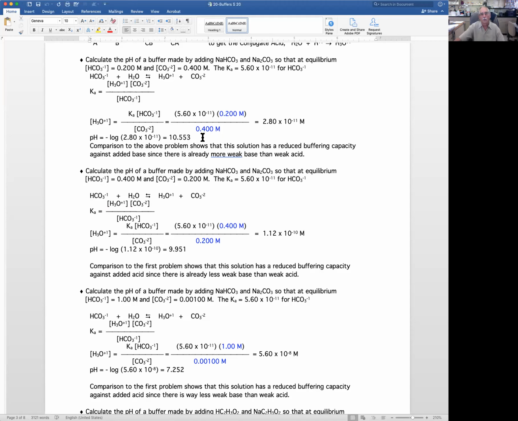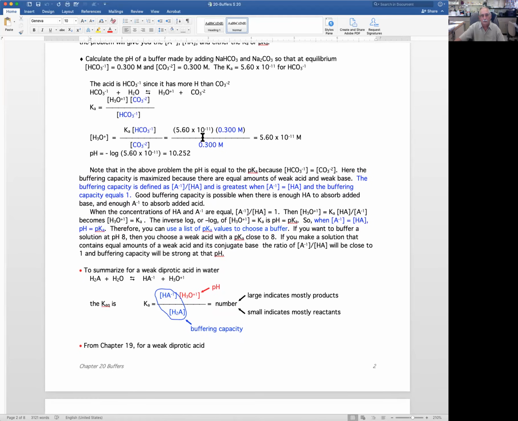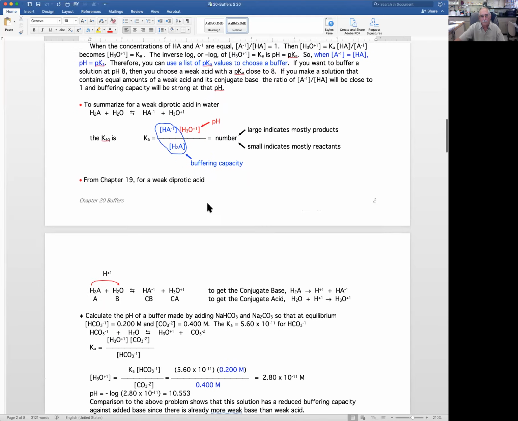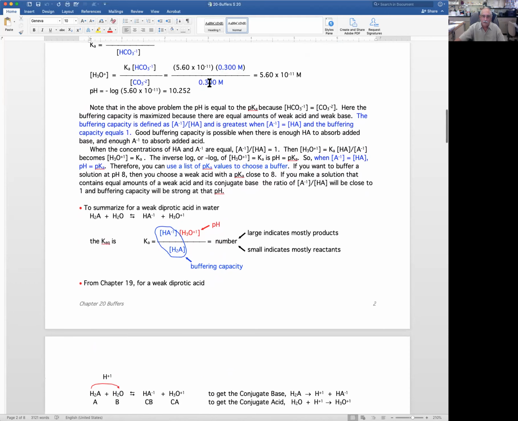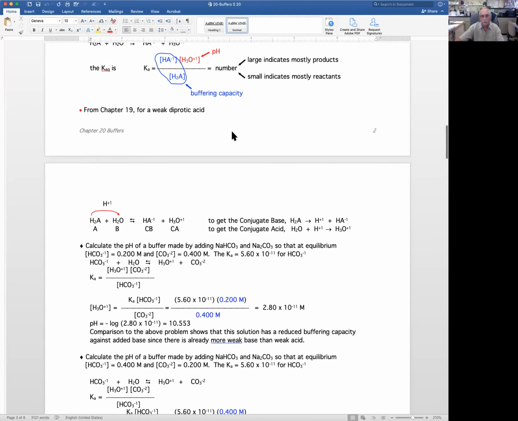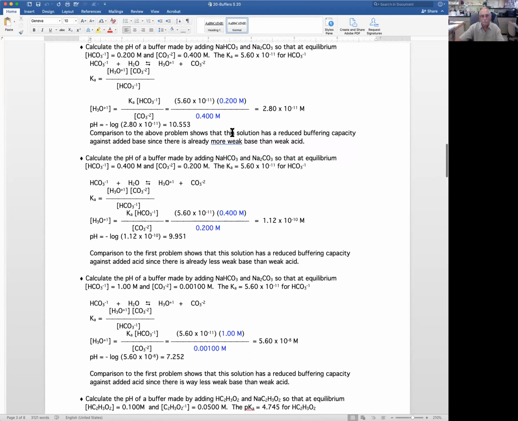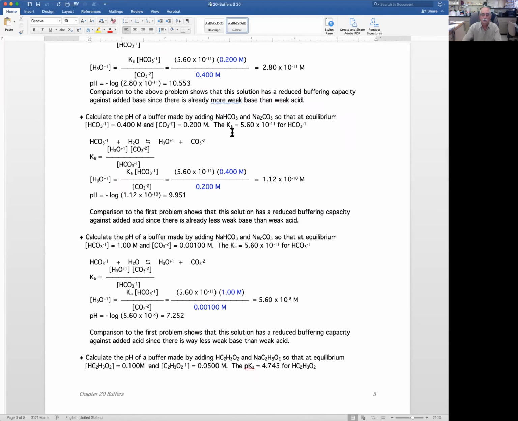So what did I do between this problem and this problem? Here, I have the buffering capacity equal to 1. And then I change the buffering capacity. I have twice as much of the weak base as I do the weak acid. And did the pH change? Well, yes, a little bit. It went from 10.252 to 10.553. So does the pH of a buffer change? Yes, it does, but not as much as it would in water because it's buffered.